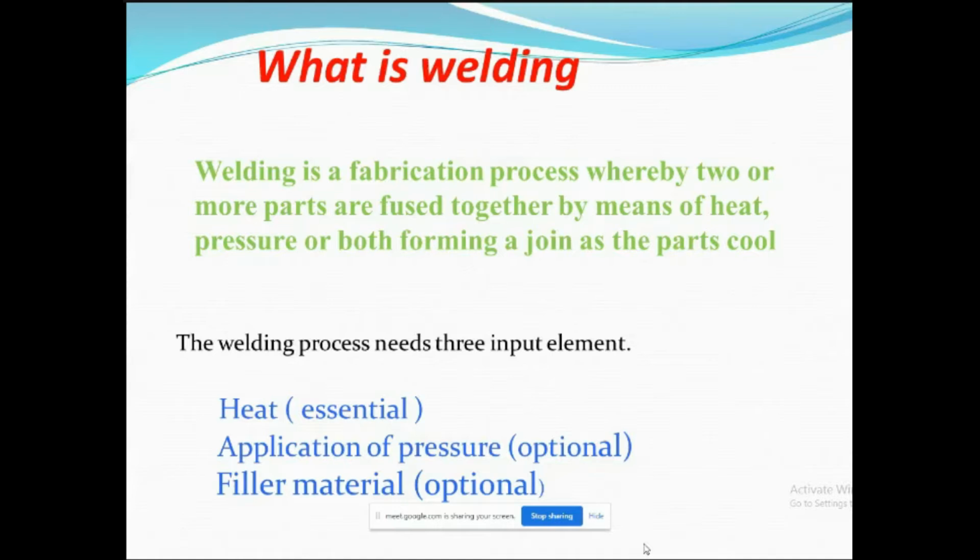Second one is the application of pressure. Whatever the rod or welding gun we have to put in our hand, with the help of that we have to apply some pressure on the particular welding zone. And third one is the filler material. Generally sometimes we provide some filler material, sometimes we do not provide the filler material.